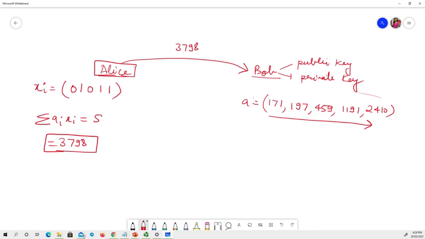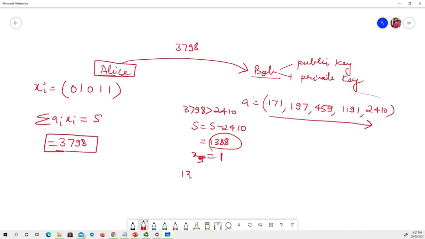So Bob, on receiving this 3798, using this algorithm that I was saying, he will calculate S = S - 2410, because the S value 3798 is greater than 2410. The value that he would get would be 1388, and x5 would be equal to 1 in this case. Okay, then it will again solve this.